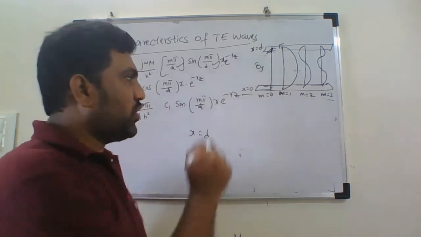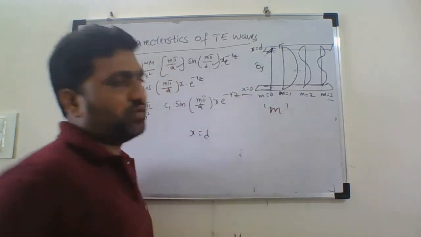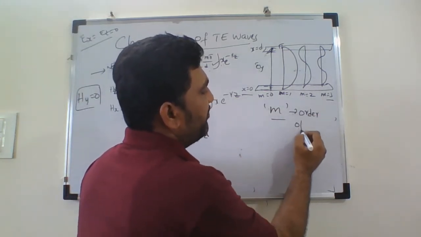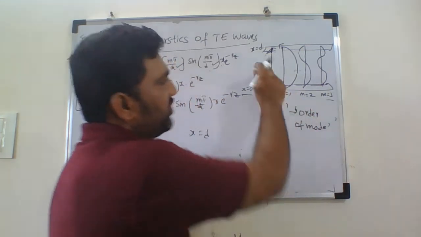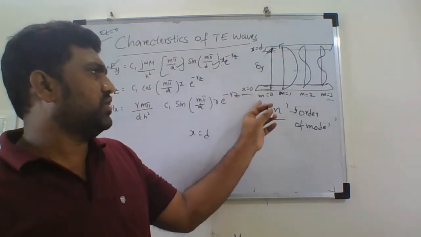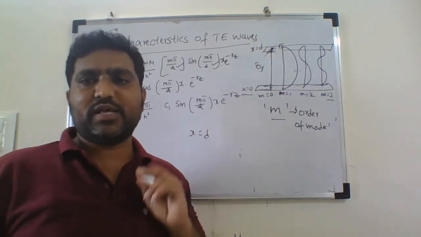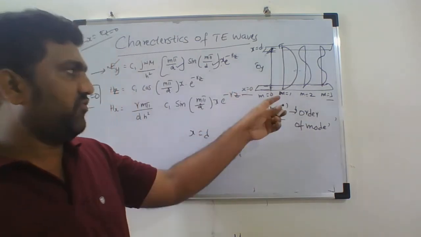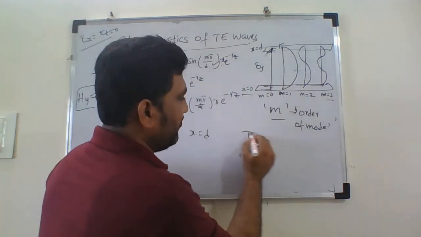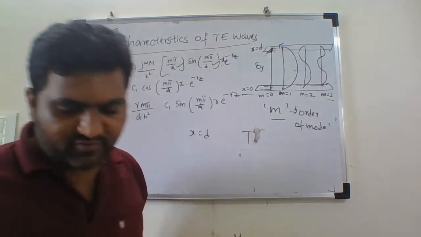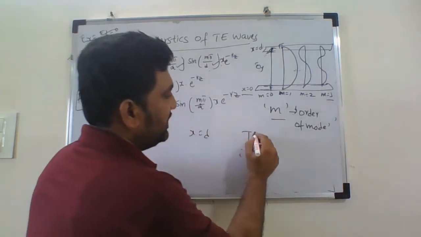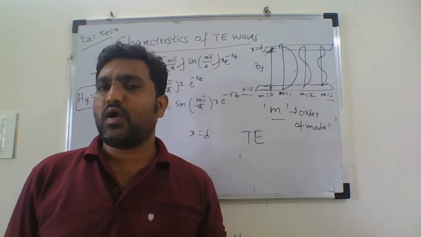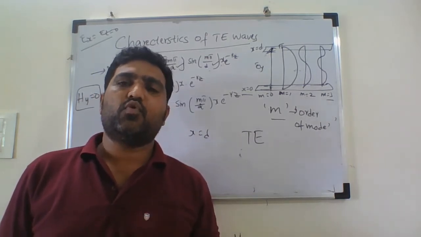Therefore, this m, the integer constant we took, is called the mode order or order of the mode. When m equal to 0, whatever field variation I get is called one mode. When m is equal to 1, this will be another mode. For each m value, whatever TE wave is generated is called a different mode, a different mode of propagation.